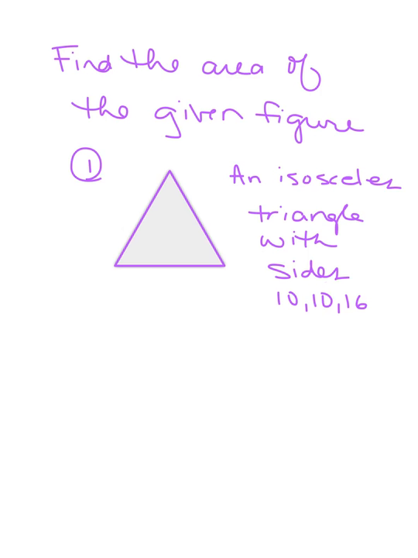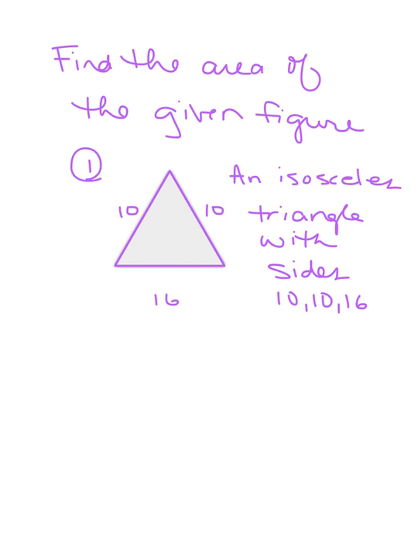Now we're going to look at a few other examples, and the directions say find the area of the given figure. So I have a triangle first, and it says an isosceles triangle with sides 10, 10, and 16. So I'm going to mark that. I have 10 here, and my whole base there is 16.